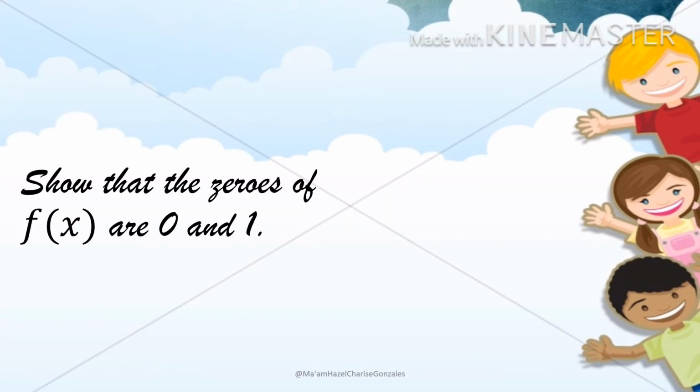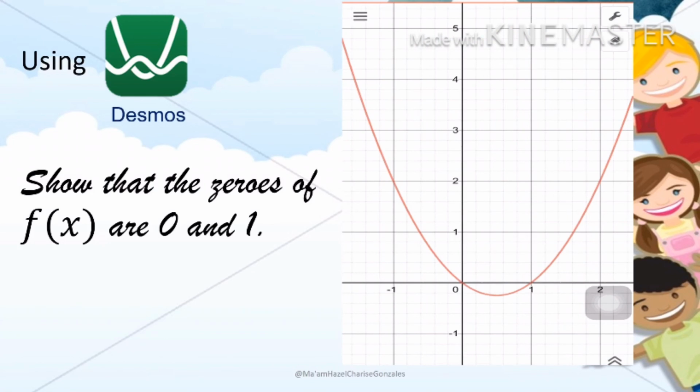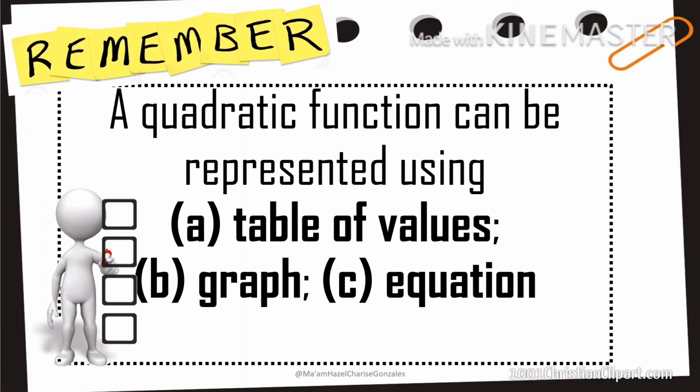Show that 0 and 1 are the zeros of the equation using Desmos, a graphing calculator application. From the given illustration, how many times does the parabola cross the x-axis? Okay, correct. It crosses the x-axis twice. Class, remember that a quadratic function can be represented using table of values, graph, and equation.